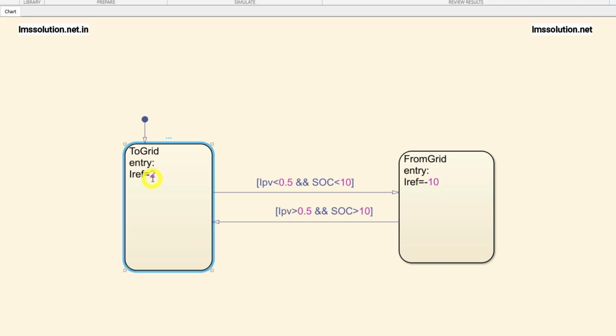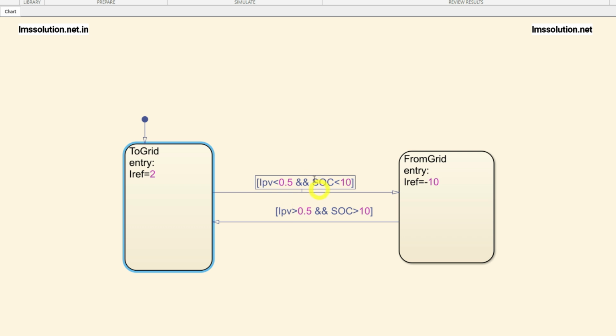That means we are sending 2 amps peak current to the grid. Okay, suppose IPV is less than 0.5 amps and the SOC of the battery is less than 10 percent. In this condition the battery has a low state of charge, so we need to charge the battery. Also there is no power in the PV, PV current is less than 0.5 amps, so there is not enough power to charge the battery. So we need some power, and that power is going to be taken from the grid.